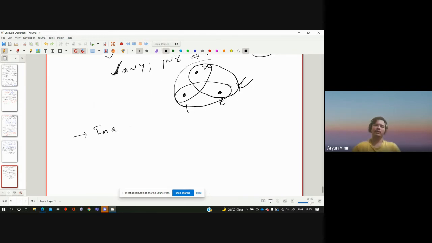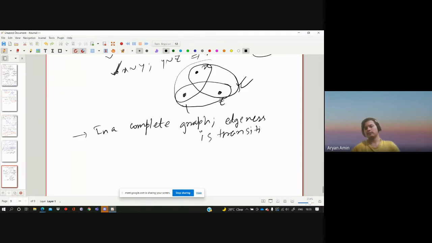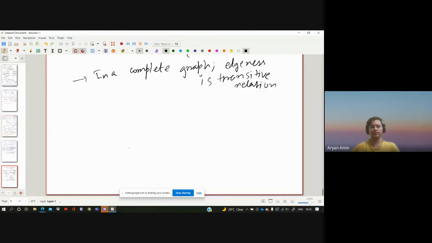In a complete graph, you can prove that edgeness is transitive. What I mean by transitive is just the third point: if x edge y and y edge z, then these two imply x edge z. This is easy to see, right?